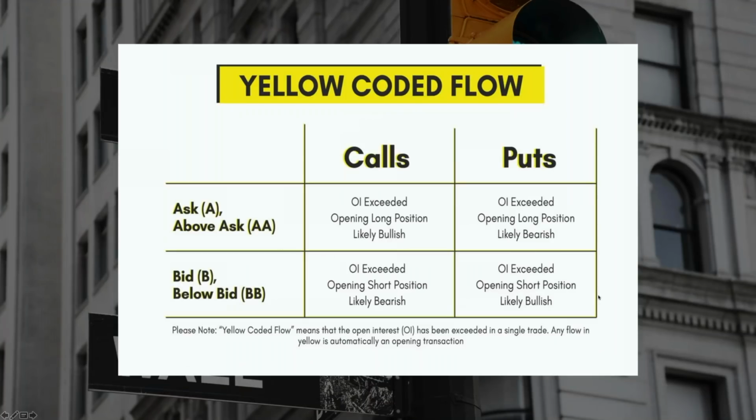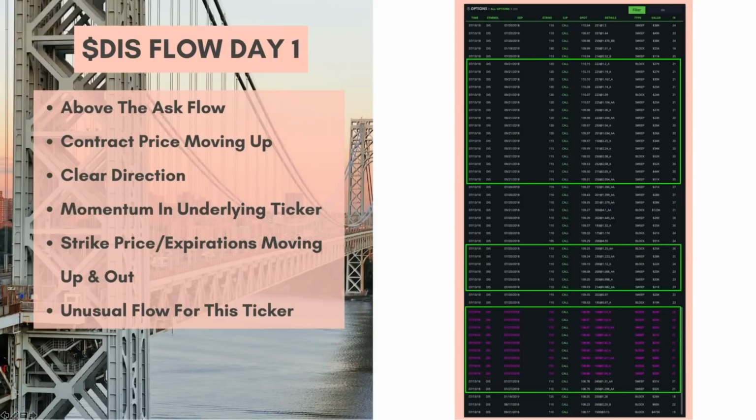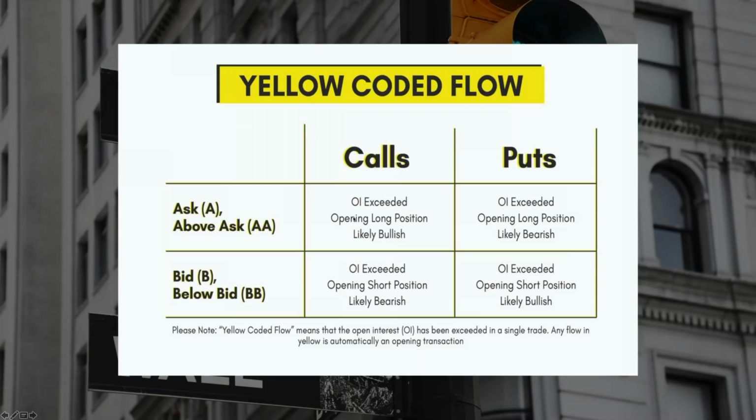The other thing I wanted to go over regarding the colors is that the yellow coded flow is probably the only flow that gives us a clear indication of whether it's bullish or bearish, because OI has been exceeded. Anything that comes through in yellow means that open interest has been exceeded in a single trade. What that means is that anything that comes through yellow is automatically an opening transaction. If you have OI of 500 and 1,000 contracts come through, it can't be a closing transaction because you can't close more than the current open interest. So yellow coded flow is automatically an opening transaction.